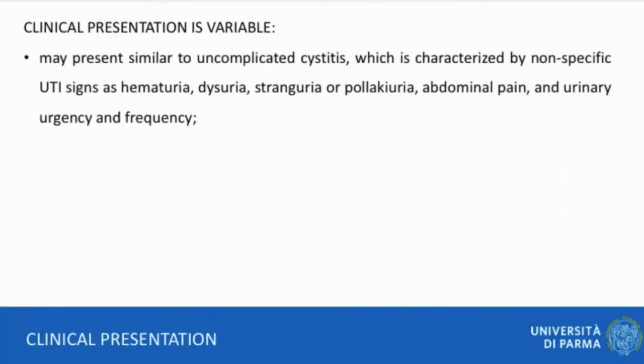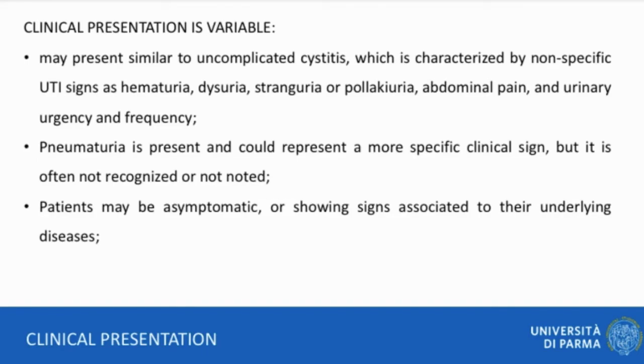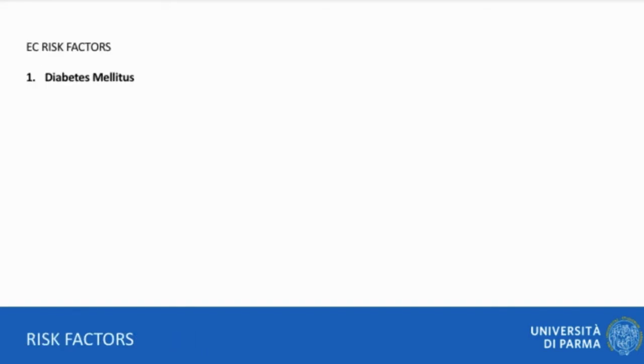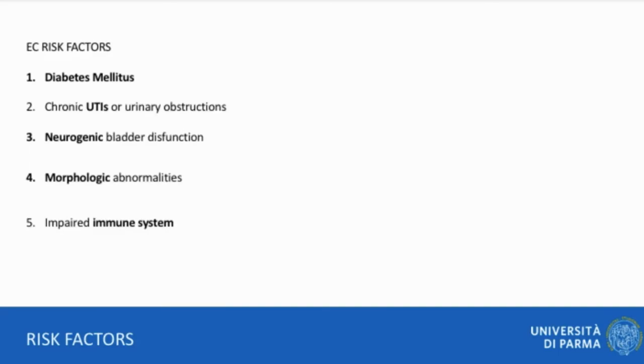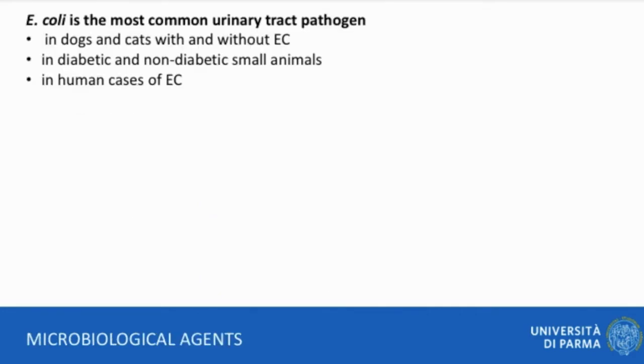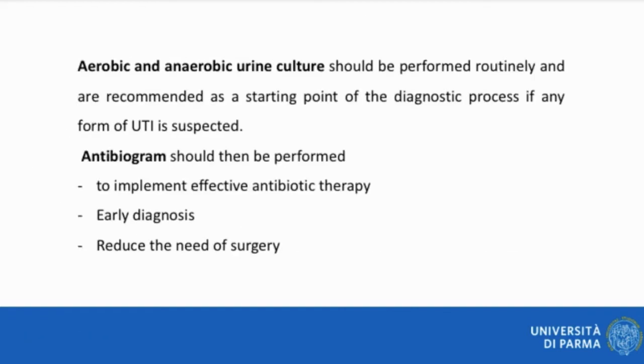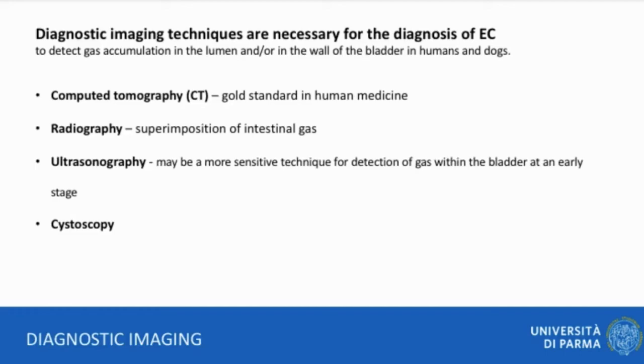The clinical presentation of EC is variable, and patients with EC are not subject to gender or age predisposition. Diabetes mellitus appears as the most common risk factor for the development of EC, but many other underlying conditions have been mentioned in the literature and should be taken into consideration. In cases of EC, Escherichia coli appears to be the most common pathogen isolated from urine cultures. Urine culture and antibiogram should be performed in order to set up an appropriate antibiotic therapy, which, together with an early diagnosis, could reduce the need for surgery.